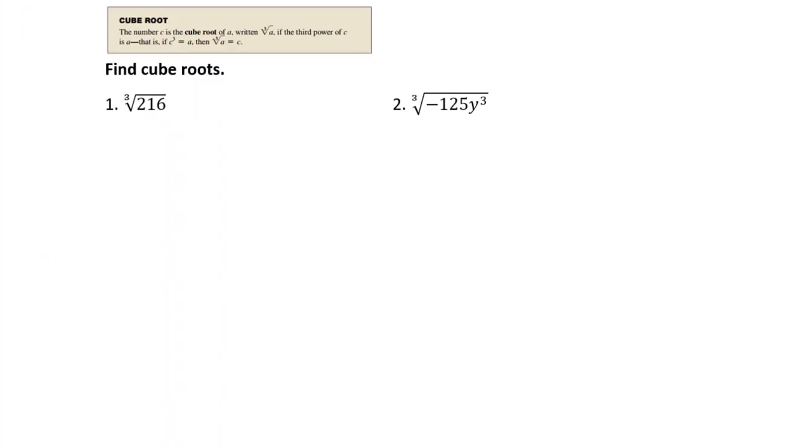All right, so cube roots. So we need to find a number that is cubed that gives us 216, and that is 6. 6 times 6 times 6 gives us 216. This is a negative 125, so this is a negative 5. And unlike square roots, with odd roots, it's fine to have negatives because a negative times a negative times a negative is a negative. And then y to the third is a y. All right, let's look at more examples.